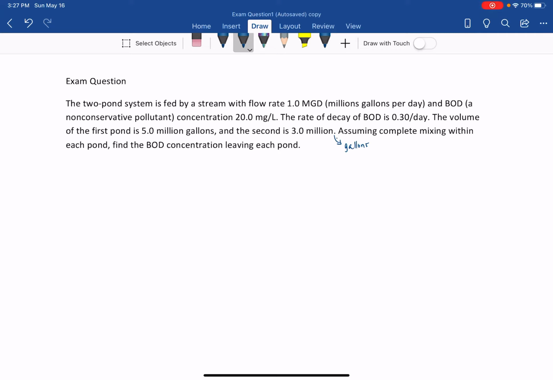What is a pond? A pond is like a hole in land where they put the pollutant inside, and then it mimics a CMFR. It's completely mimicking the CMFR approach. So this is pond 1, and there is pond 2.